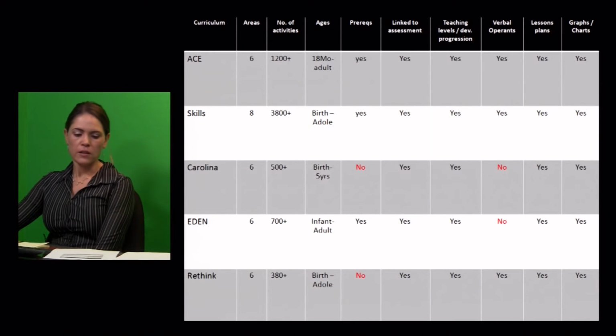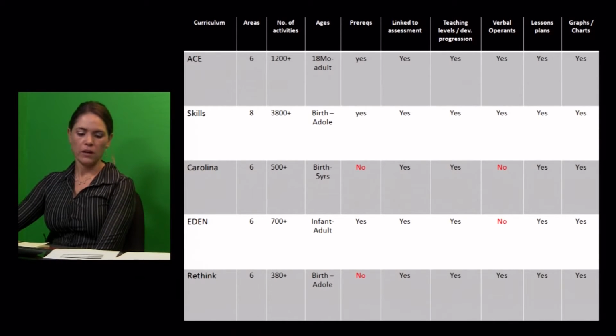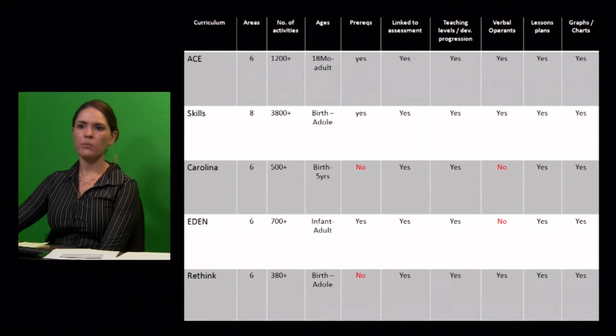This is another chart, though, where we summarize the top 5. We talked about the top 5 being ACE, Skills, Carolina Curriculum, Eden, and Rethink Autism. You can see the first column says areas, so this is how many areas it addresses. This is looking at the comprehensive scope question. You can see that most of them addressed about 6 areas at least.